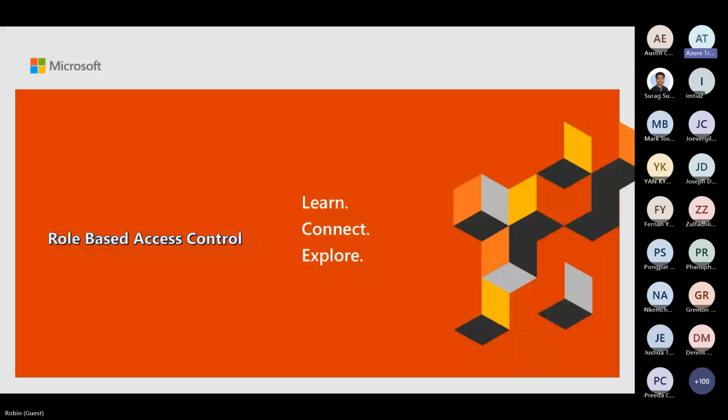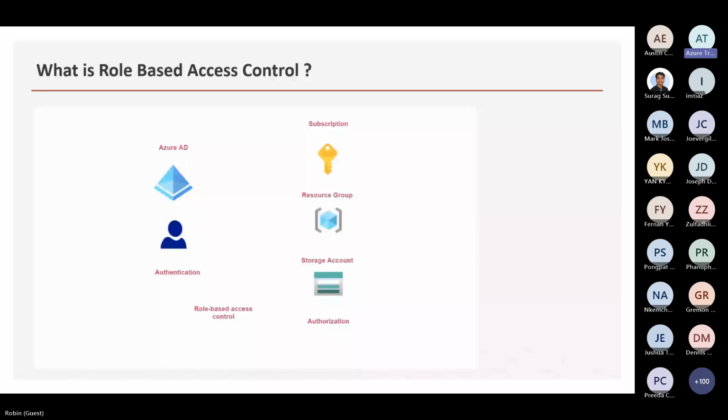So you have role-based access control available. Typically this involves terms like Azure AD, authentication, subscription, resource group, storage account, and authorization. These are the few terminologies that come up in a cloud. When it comes to cloud infrastructure, this is typically configured inside Microsoft Azure Active Directory.